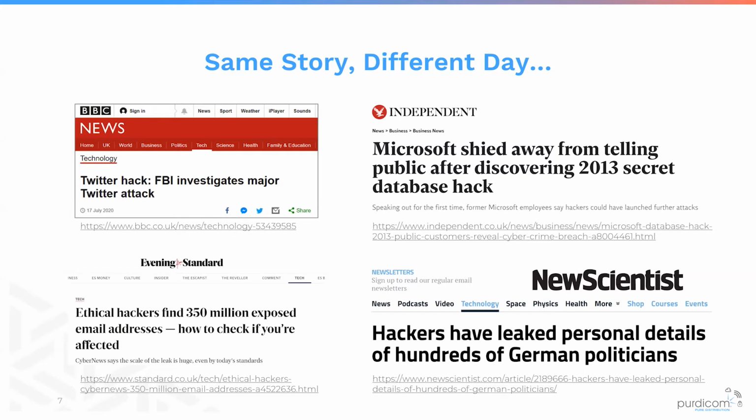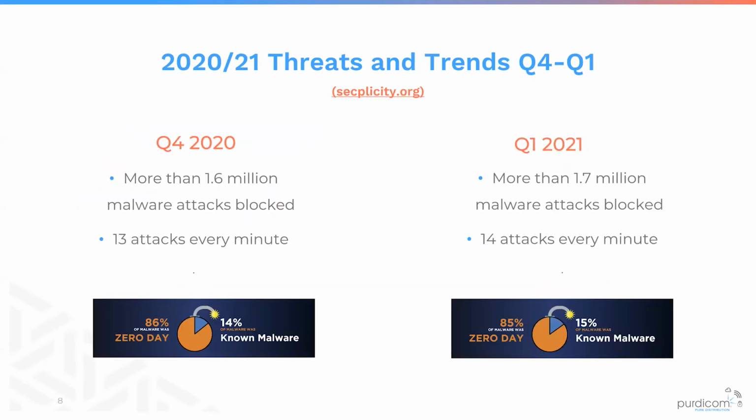So what we have here is hosted by WatchGuard. It's something called secplicity.org, where you can actually see all the events that are happening that WatchGuard devices have stopped. In Q4 of 2020, we had more than 1.6 million malware attacks blocked. That's 13 every minute. We then, in Q1 of this year, had more than 1.7 million malware attacks blocked, which was 14 attacks every minute.